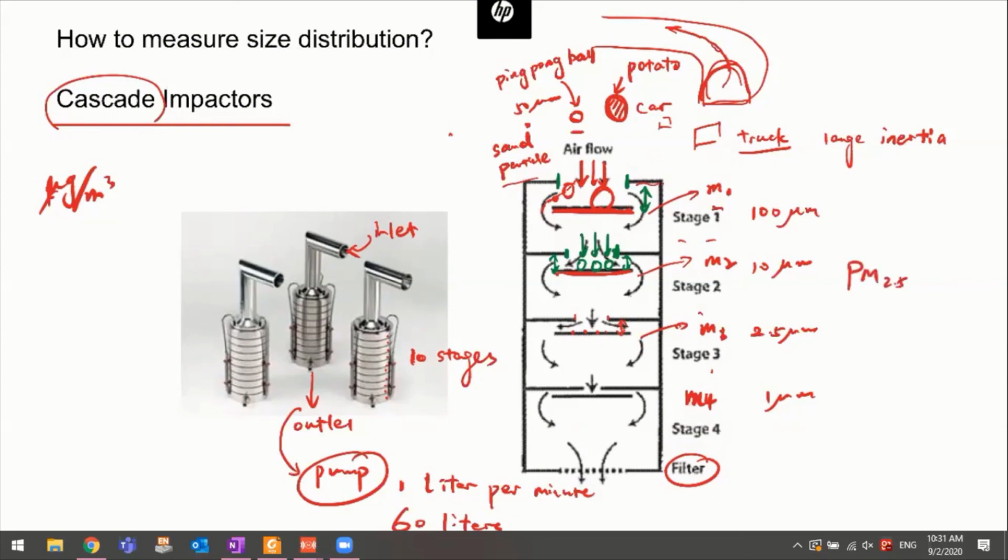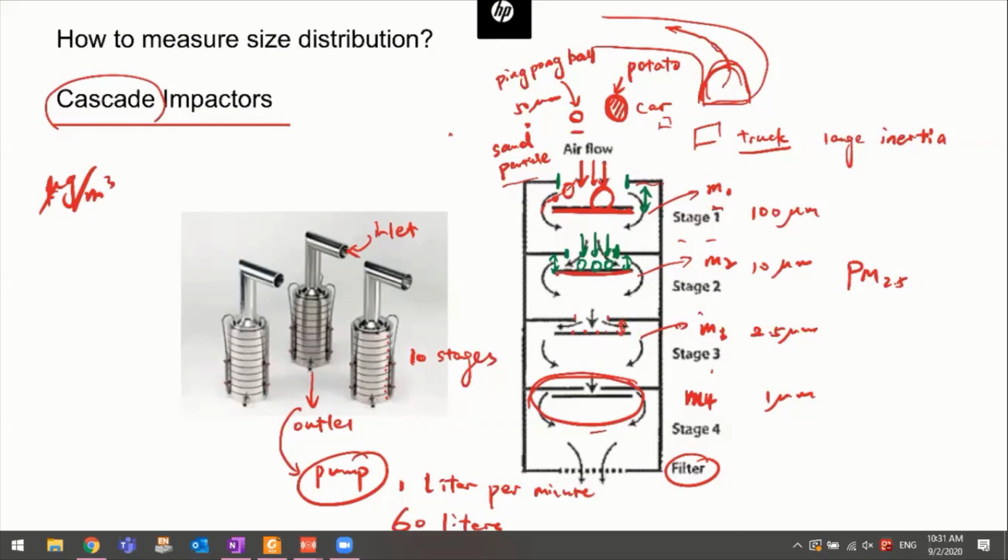So PM 2.5 are particles below 2.5 micrometer. So we can just measure particles on this stage, right? Because the stage here collects particles larger than 2.5, and those particles that can travel through this stage are the particles below 2.5 micrometer. So we can measure the mass of the particles on this stage to get what is PM 2.5.